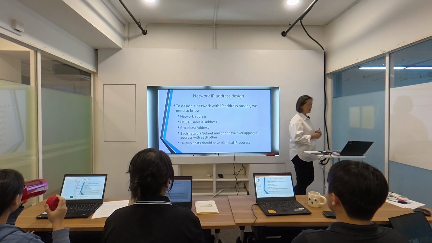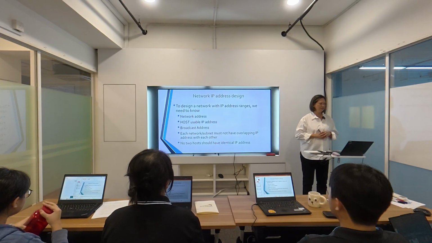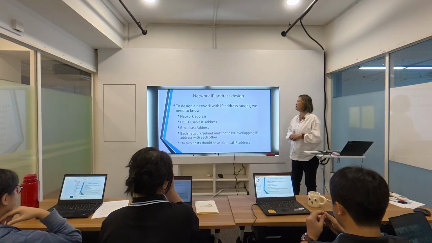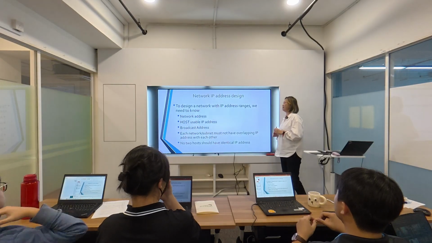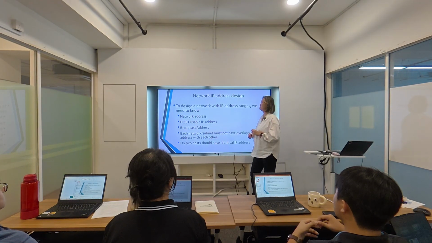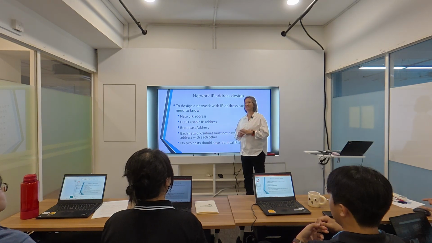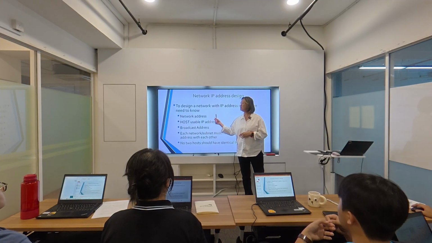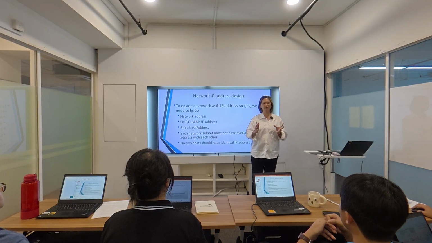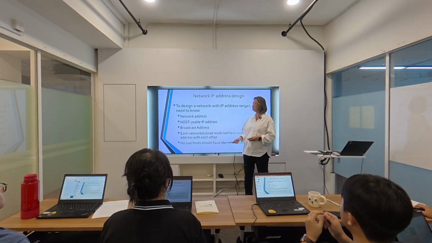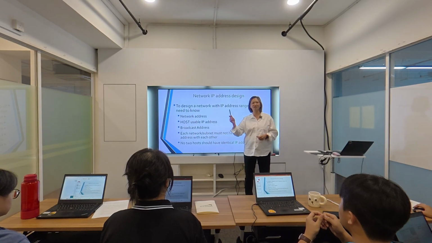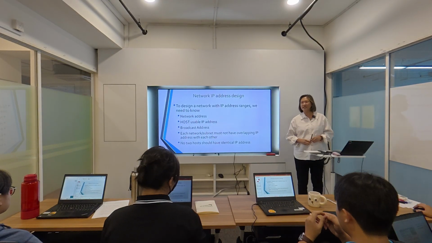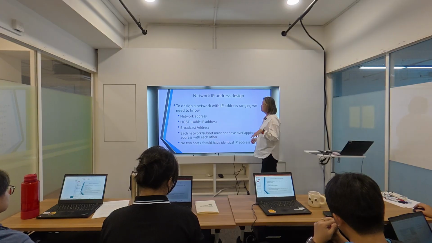So now, how do I design addresses for a network? First of all, in order to design the network IP address, we need to determine the network address that we want. Once we have a network address, we also want to know the mask, because then we would know the size of the network. From that mask, we will know the broadcast address and the range of IPs that we can use for the hosts. We call that type of IP usable IP.